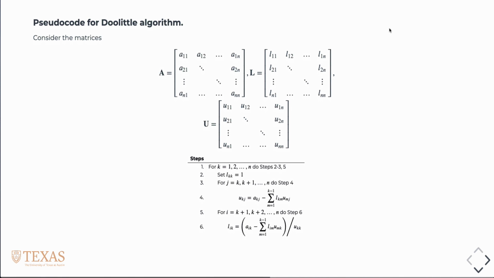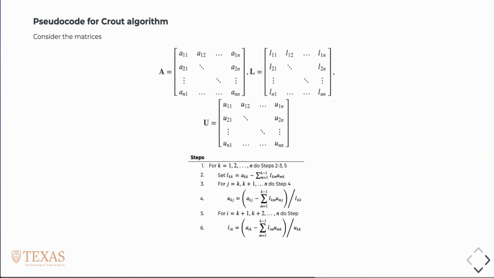So here's the pseudocode for the Doolittle algorithm. It's fairly similar in many respects. For at least once you've done this step 4 here, the last operation is identical to the row operations in Gaussian elimination.